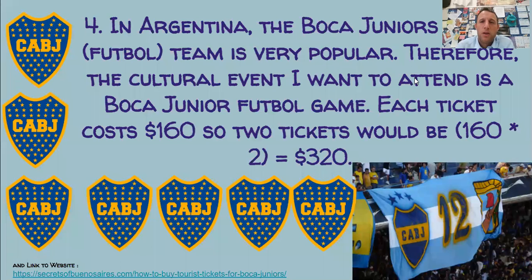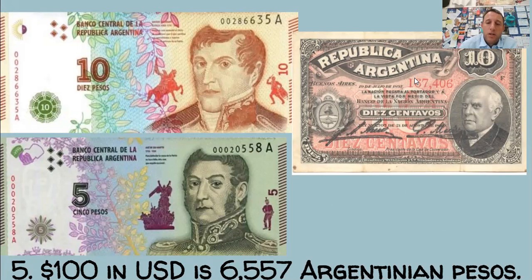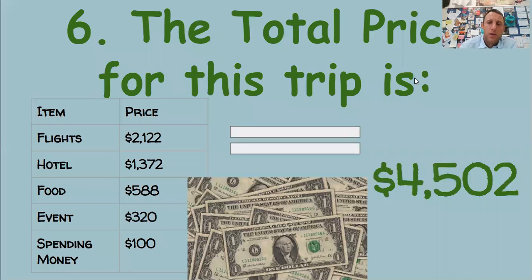And then this one, you have to choose a cultural event. So I chose this football game or soccer. So therefore, it's a cultural event I want to attend as a Boca Juniors football game. Each ticket costs $160. So 2 tickets would be 160 times 2, which equals 320. Here's conversion. So you have to tell me how much $100 is in Argentinian pesos, or your country's currency. And then you're going to add them all up. So we are using a lot of math here and combining all the flights, hotels, food, and the event, and then the spending money into one. So that would be the cost of the trip there.